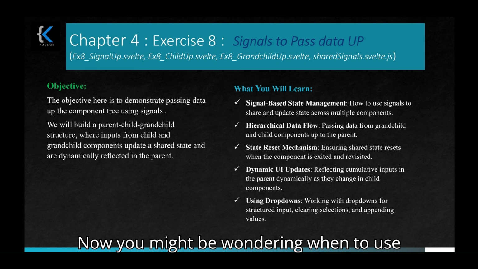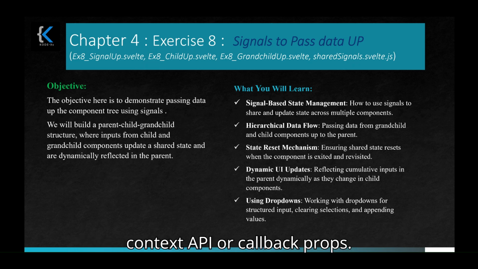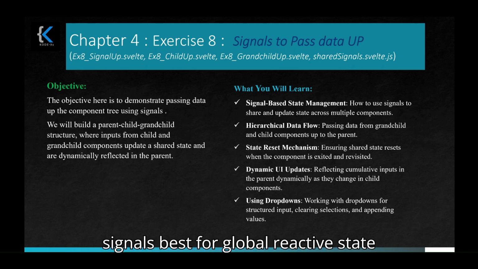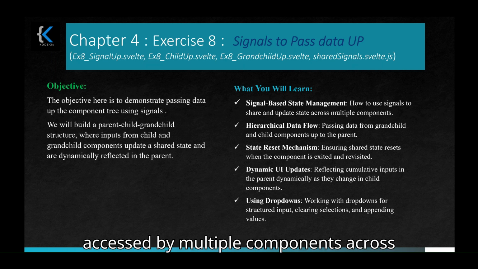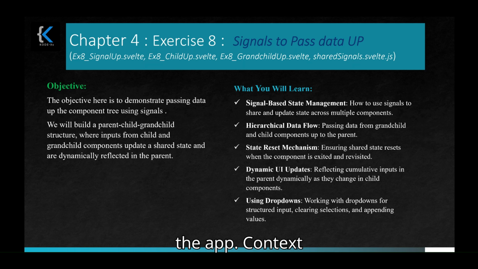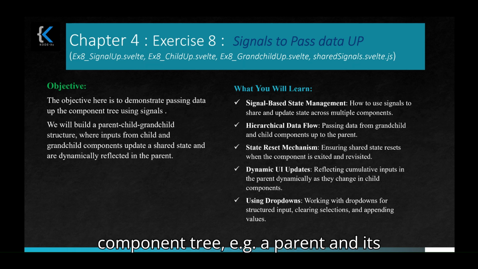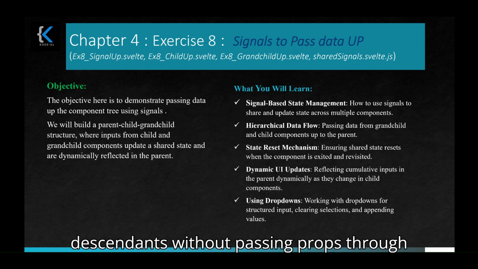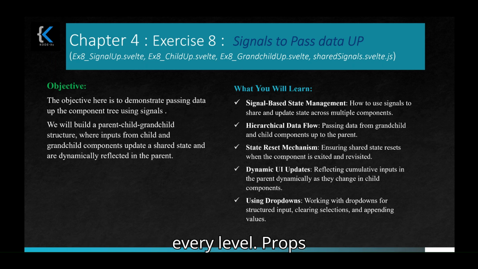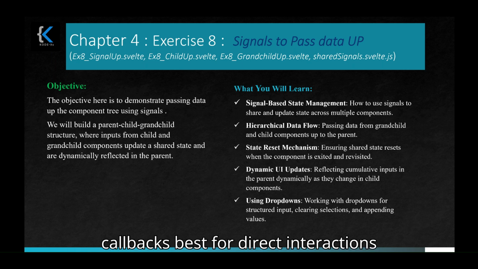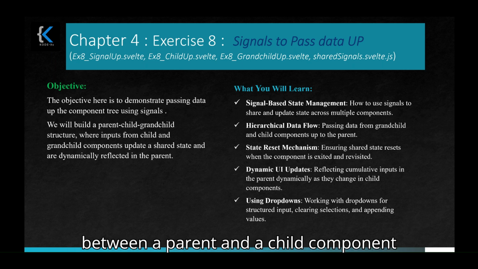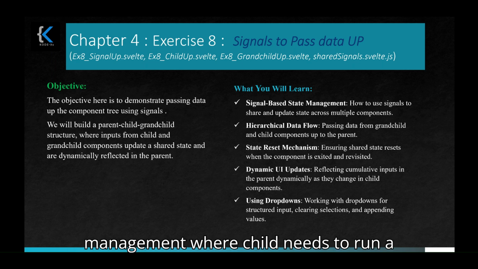Now you might be wondering when to use signals to pass data up the chain versus context API or callback props. Well, this is not written in stone but a guide. Signals, best for global, reactive state accessed by multiple components across the app. Context API, best for sharing state between components in the same branch of the component tree, e.g., a parent and its descendants, without passing props through every level. Props callbacks, best for direct interactions between a parent and a child component and more about data flow than state management, where child needs to run a parent function or parent needs control.